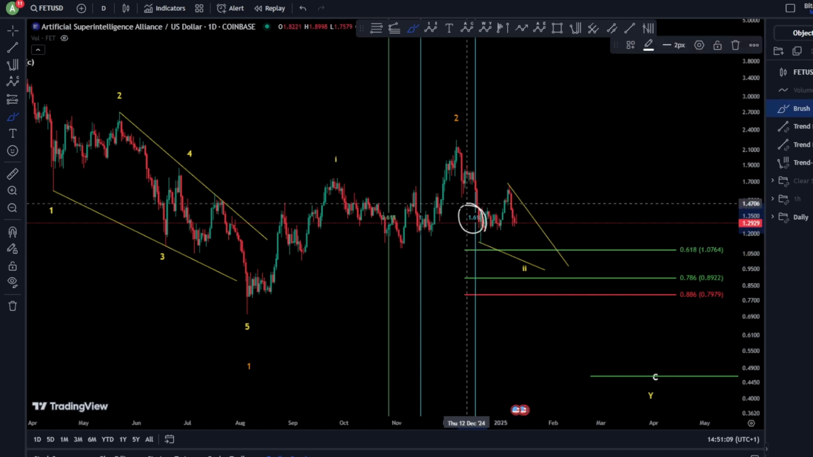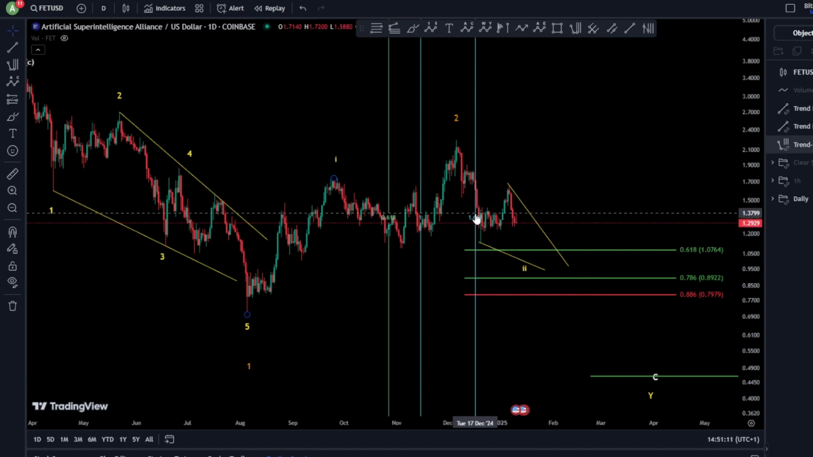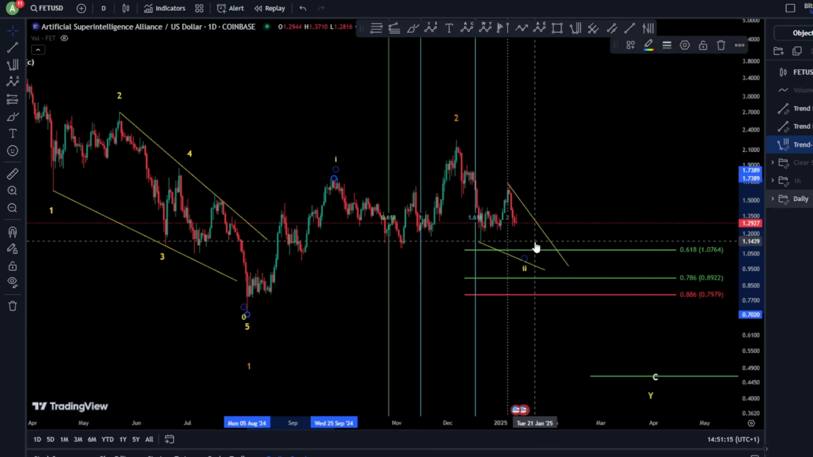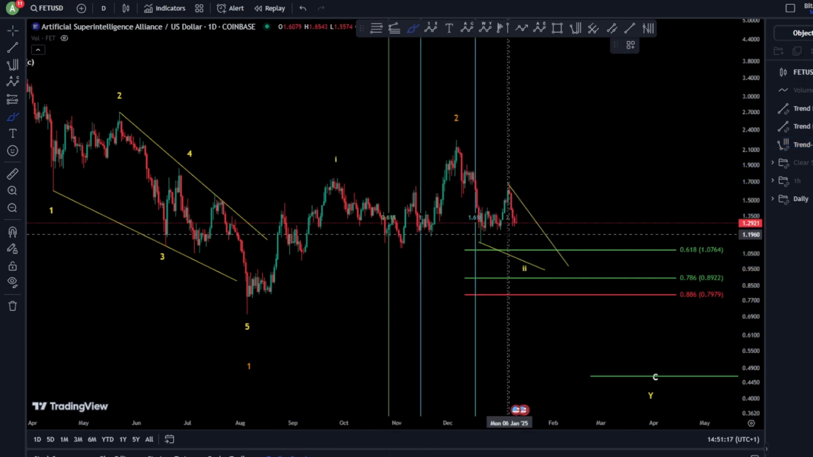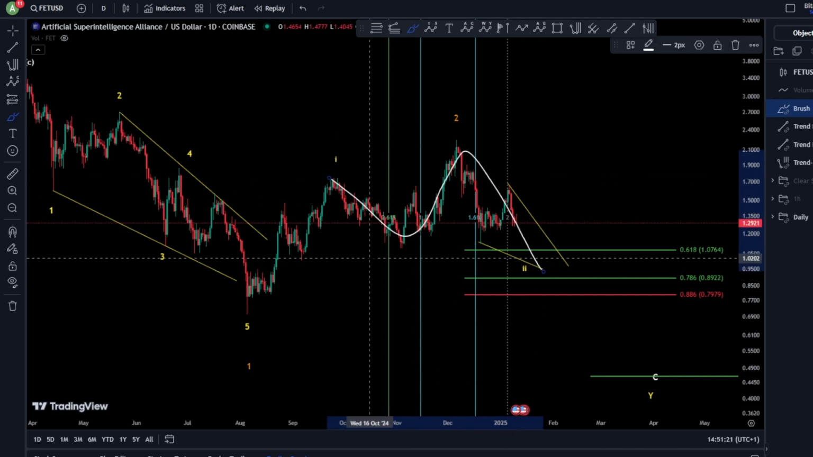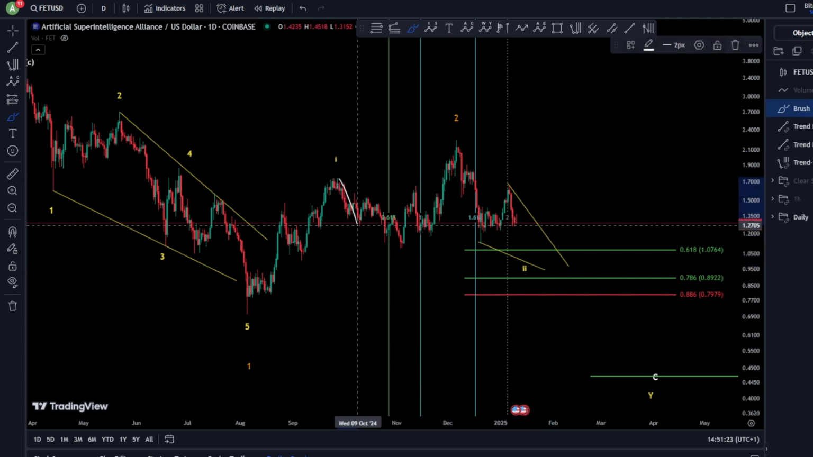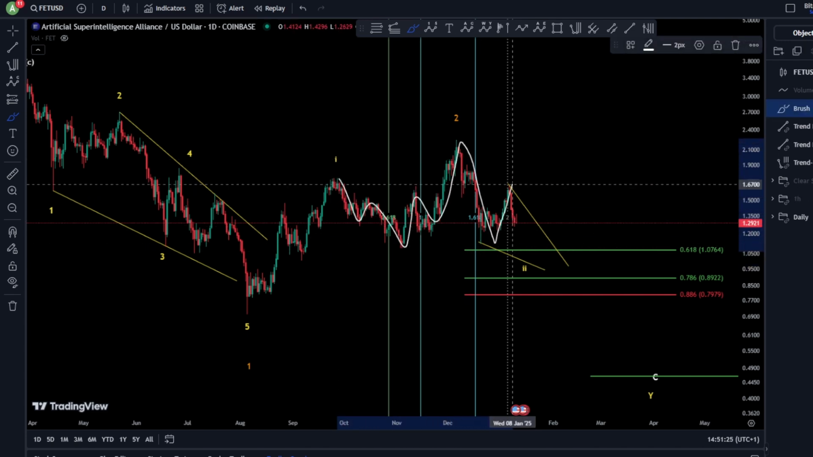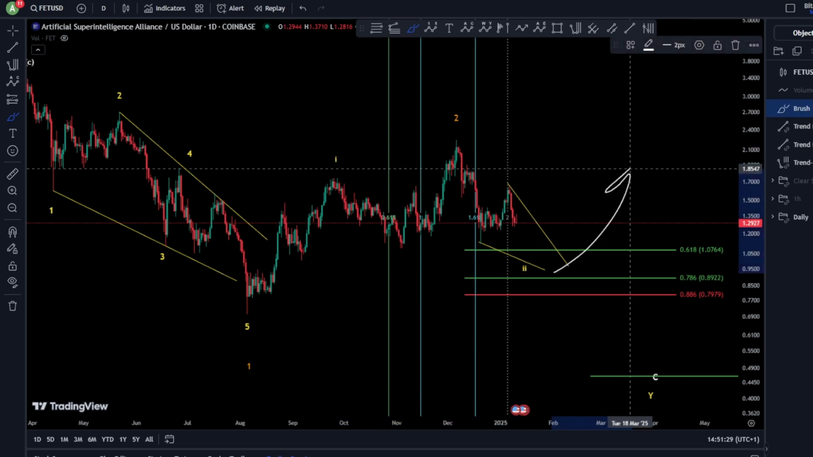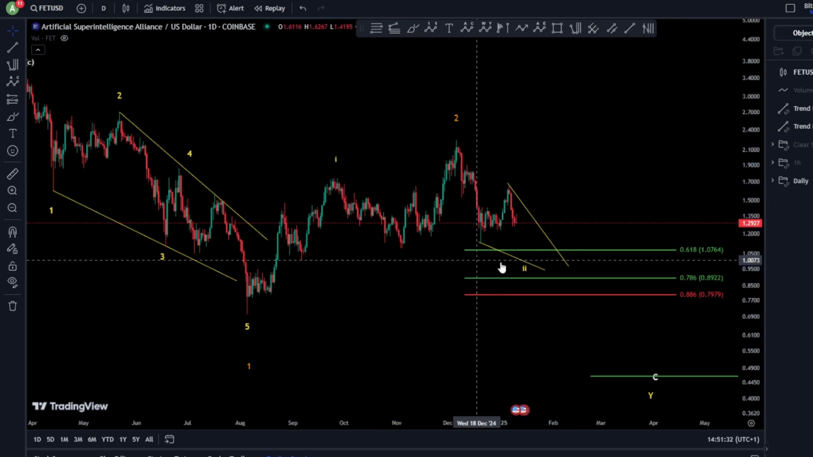I know we have passed the time, but the time is not invalidation. It can even get to the 2 here and even after it, but I mean, it's not an invalidation. We cannot call it invalidation. We can still have an expanding flat here as a B and a C in a contracting diagonal, finishing perfectly in this area, and then start to move toward the upside.